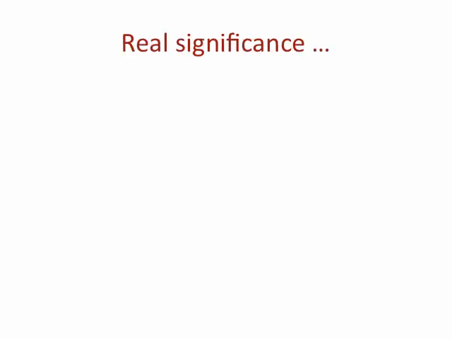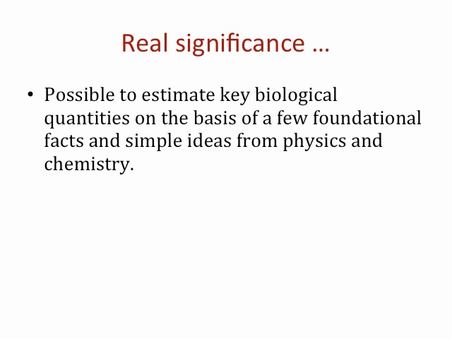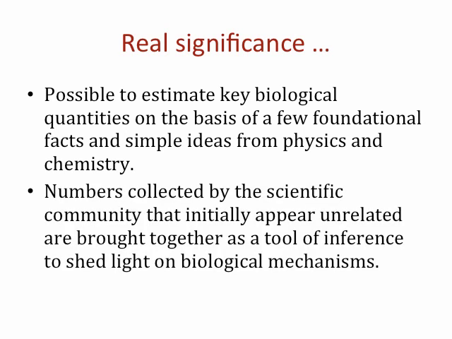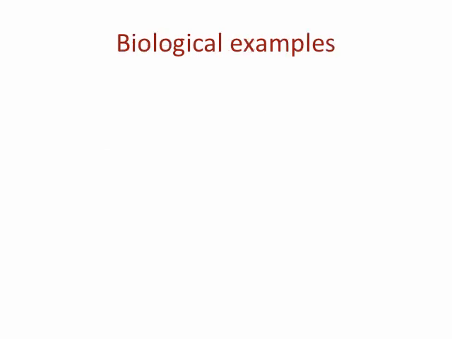Now, the significance of this is that we can estimate key biological quantities based on knowing a few foundational facts and simple ideas from physics and chemistry. Numbers that are collected by the scientific community that seem unrelated can be brought into a coherent whole by some of these calculations. And a lot of these numbers, as I'll show you, are found in different websites that you can access. So in this lecture, I'm just going to go through a couple of examples.